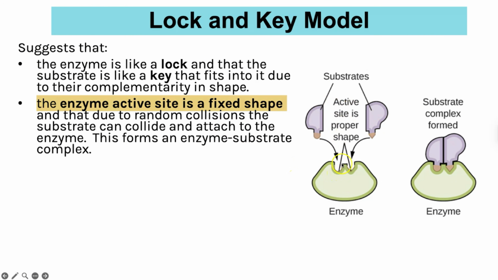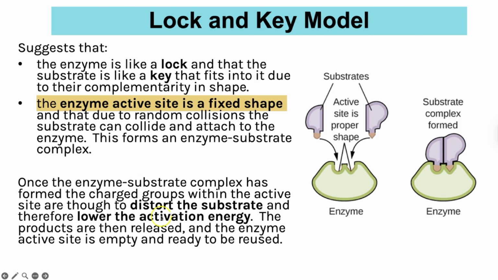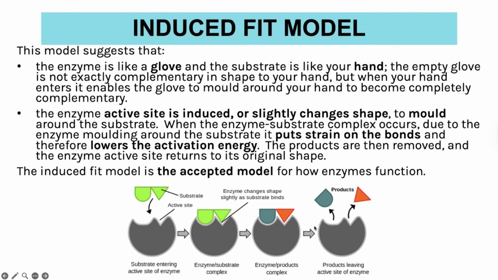Due to random collisions, we would get the substrate binding, you get an enzyme substrate complex, and once the enzyme substrate complex is formed, the charge groups within the active site are thought to distort the substrate and therefore lower the activation energy. And then the products are released, the enzyme active site is empty, and the enzyme can be reused. It's not used up in the reaction. The induced fit model is the current accepted model.